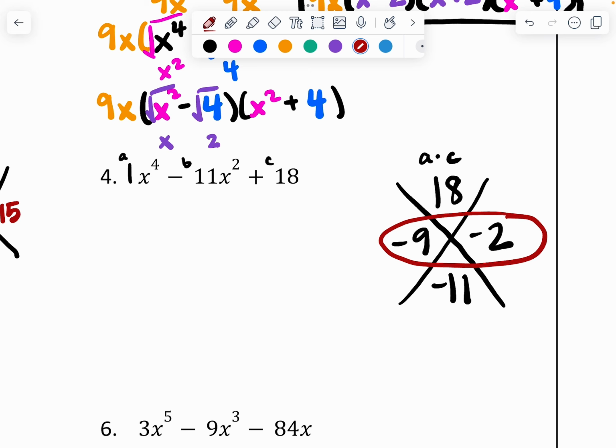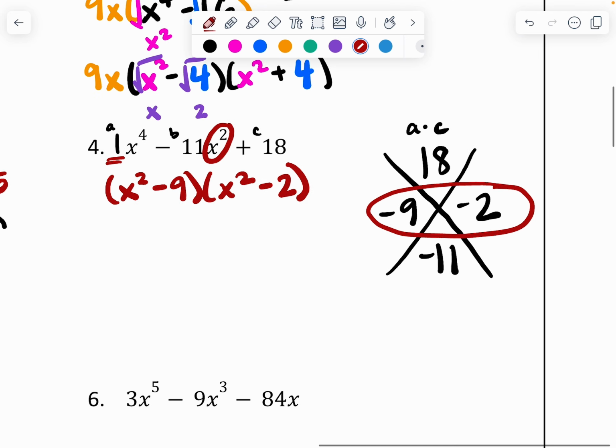Now, because a is equal to 1, I can go straight to, now remember, we need to use x squared, that middle term. So we're not going to just do x minus 9, we're going to do x squared minus 9 times x squared minus 2. You can factor by grouping. You would end up with this answer, but there is a shortcut when a is equal to 1.